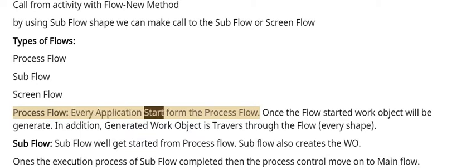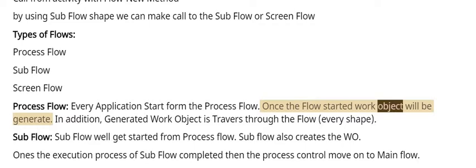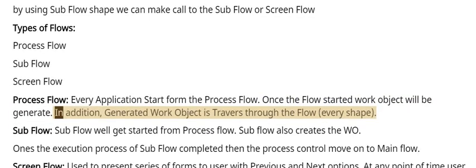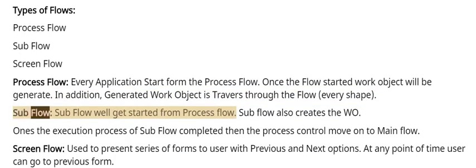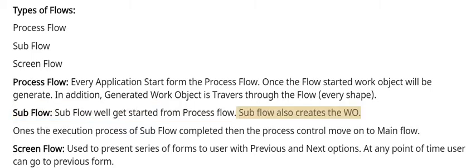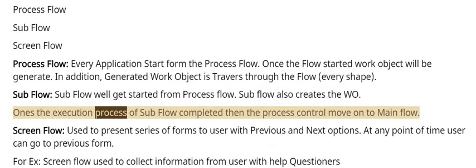Process flow. Every application starts from the process flow. Once the flow is started, a work object will be generated. In addition, the generated work object traverses through the flow, every shape. Subflow. A subflow will get started from the process flow. A subflow also creates the work object. Once the execution of the subflow is completed, the process control moves on to the main flow.